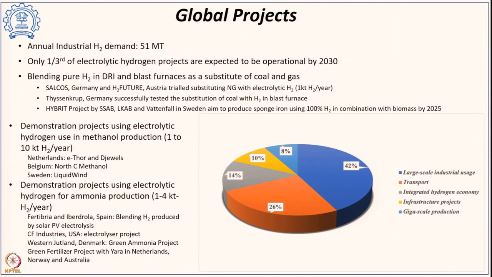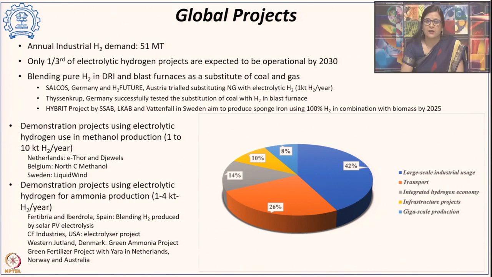Now, if we quickly see the major global projects which are ongoing, in the industrial segment, the demand is 51 million tons. It is expected that by 2030, one third of the electrolytic hydrogen projects will be operational. Now, when it comes to the iron and steel industry, blending of hydrogen in DRI and blast furnaces as a substitute to coal and gas, the different projects which are ongoing are Salcos in Germany and H2 Future in Austria, and there they are substituting natural gas with electrolytic hydrogen. It is accounting for 1 kiloton of hydrogen usage per year. Thyssen Group, Germany, has successfully tested the substitution of coal with hydrogen in a blast furnace. The Hybrit project in Sweden aims to produce sponge iron using 100% hydrogen in combination with biomass by 2025.